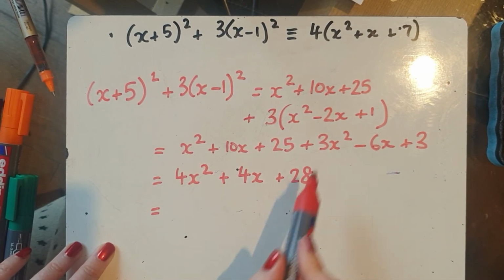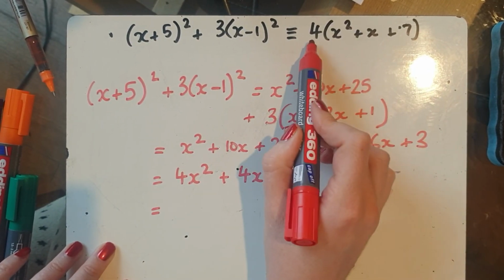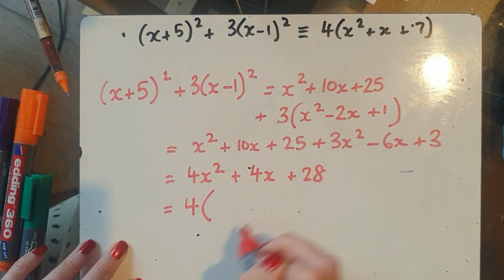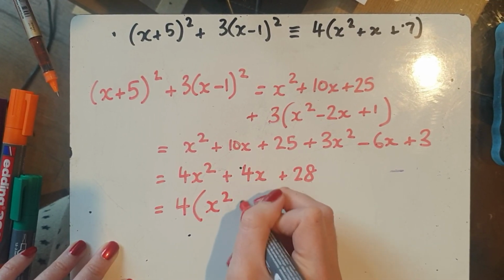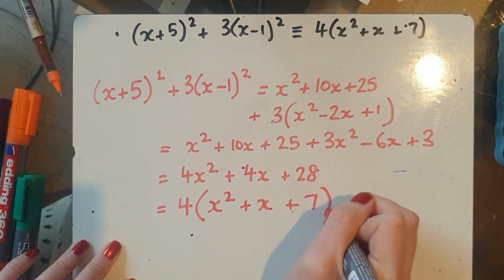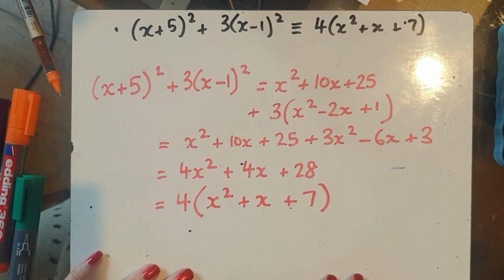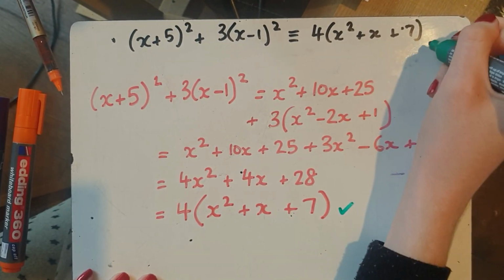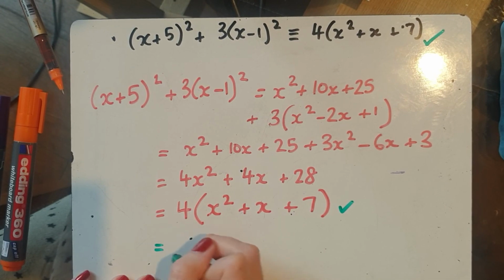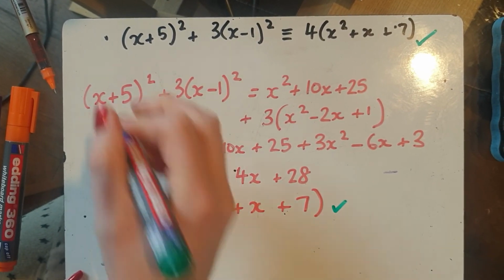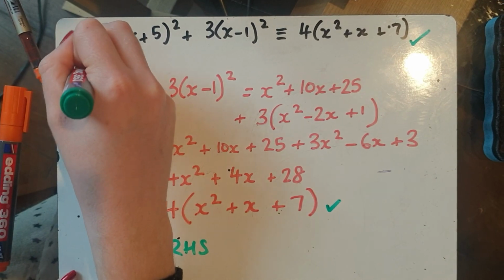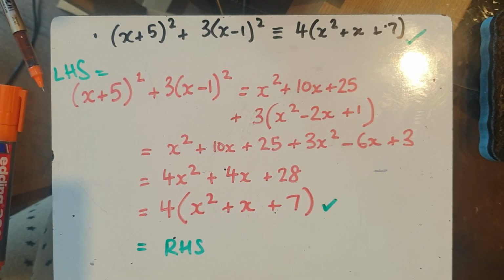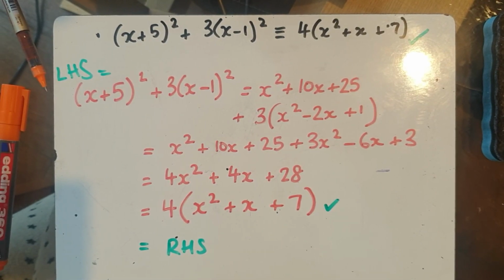And I want that to turn into this, hopefully. So if I have a look at what's happened here, they've factorised out a 4. So if I factorise 4 out of mine, I get x squared plus x plus 7. And now if I compare that to the question in the first place, I see that my answer matches the right-hand side. So something you would want to do there is say equals right-hand side, and here you could have started by saying left-hand side equals. So you've ended up showing that the left-hand side does turn into the right-hand side. So that is how you would do question 3.